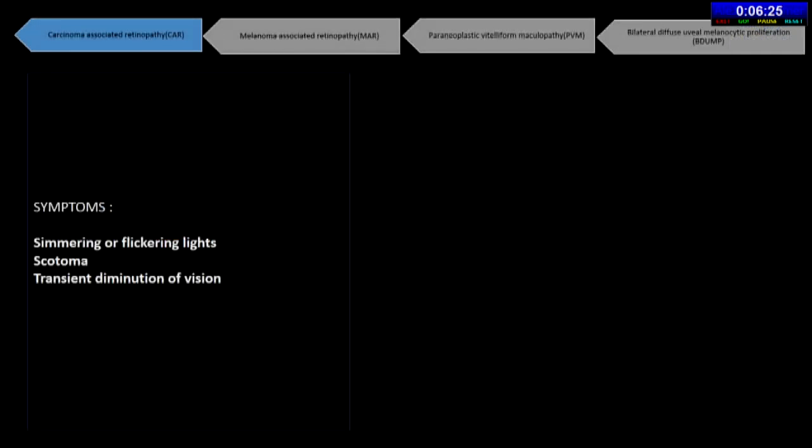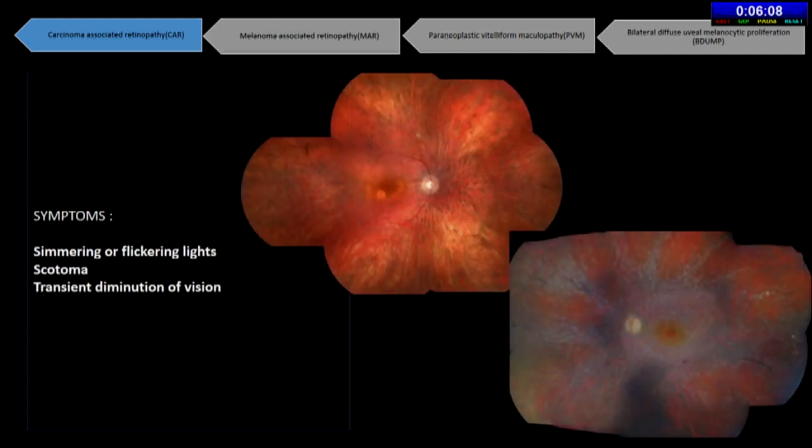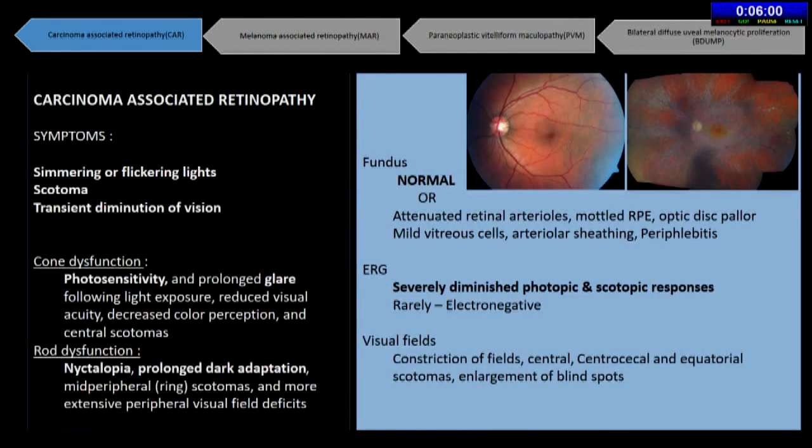So if a patient comes with symptoms of shimmering or flickering of lights, with scotoma and transient decrease in vision, with an apparently normal looking fundus, what do we do? We usually tend to reassure the patient and send the patient back home. But if we have some non-specific fundus findings, we tend to look deeper. But what are we exactly looking at? So, very important to know that these very vague symptoms can be associated with carcinoma-associated retinopathy.